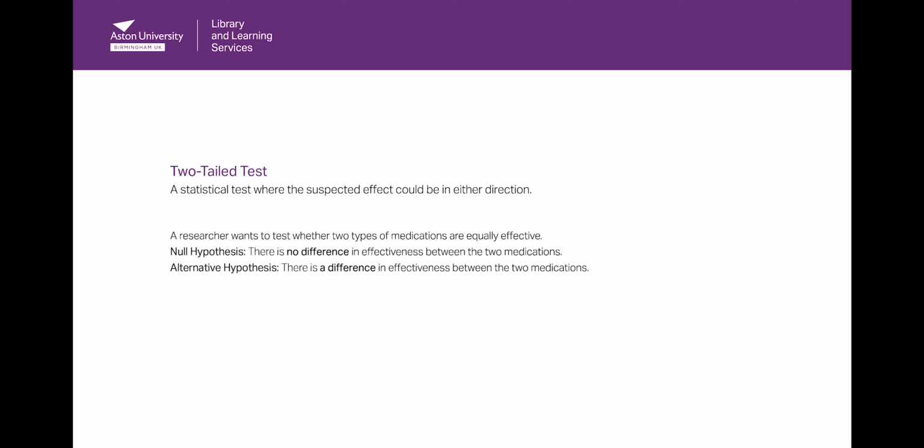Imagine a researcher who wants to compare the effectiveness of two different medications. In this scenario, the null hypothesis assumes there is no difference between these two medications. The alternative hypothesis doesn't specify which medication is better, it just says they are not the same.